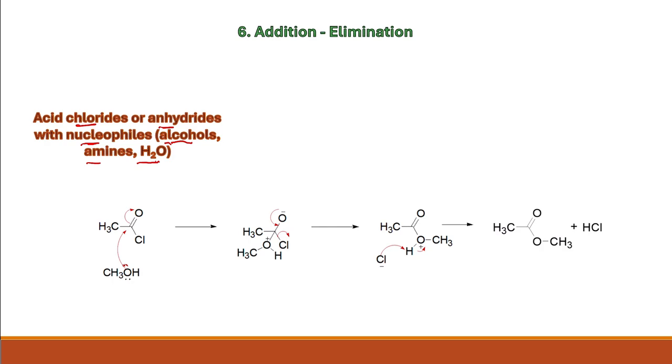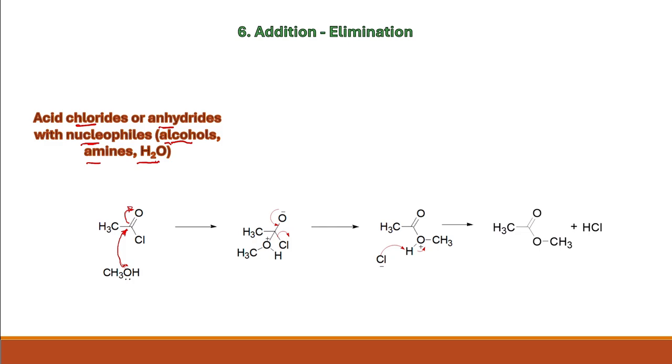So we have the carbonyl group in the acid chloride. The lone pair of electrons on the oxygen of the alcohol is going to attack the partially positive carbon. At the same time, the double bond between the oxygen and the carbon will break to give you an oxygen with a negative charge. Now, this is the addition step. The second step will be the elimination step.